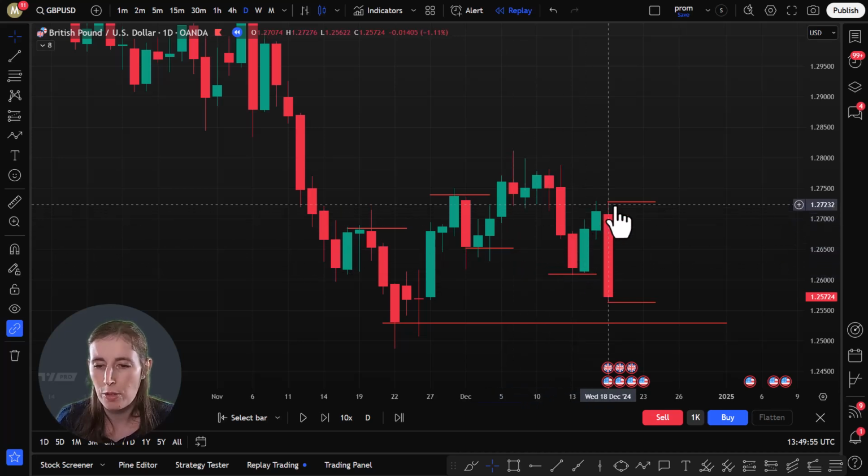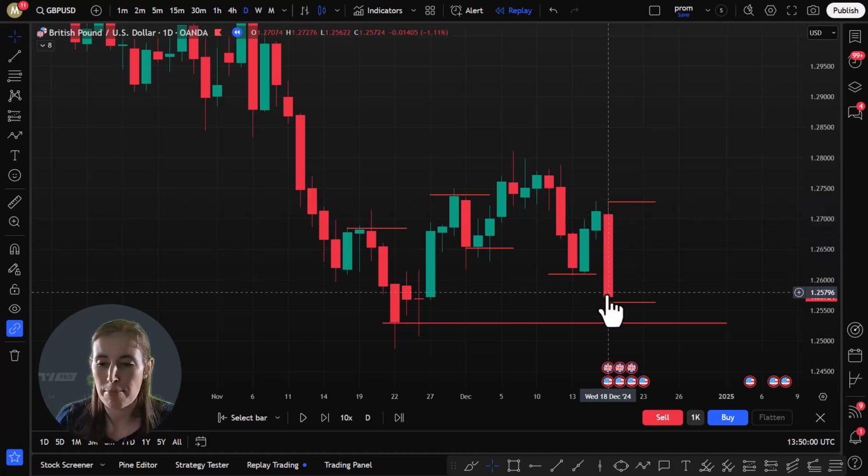From this low, we've had a pullback to this level here, and yesterday's closing candlestick was a big bearish drop down.